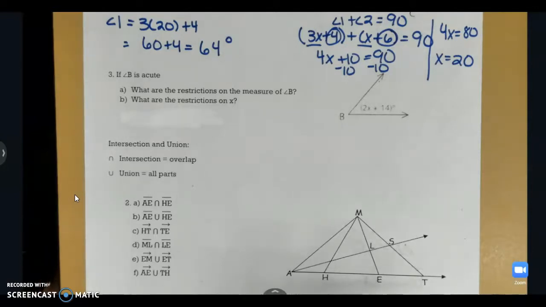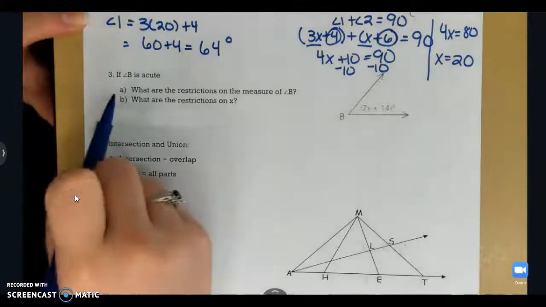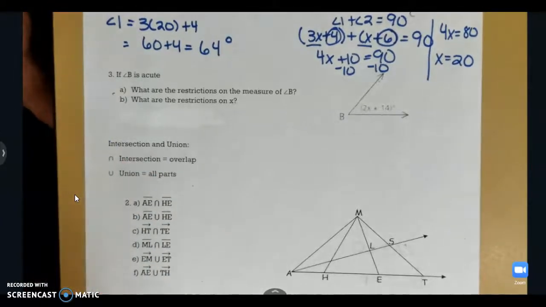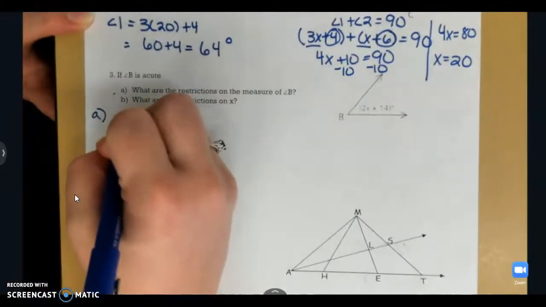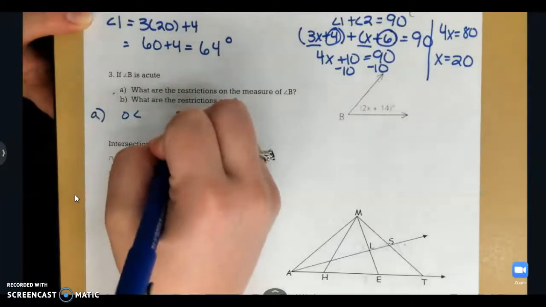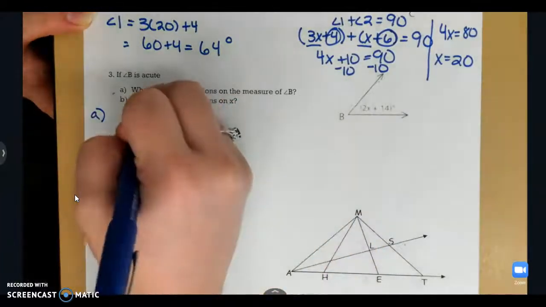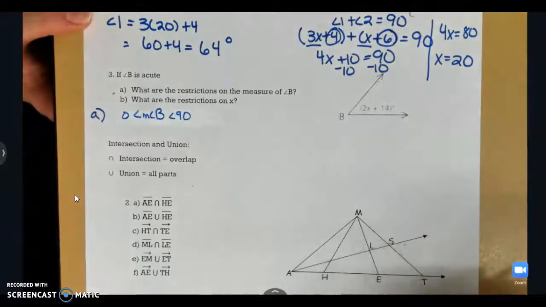The first one is, what are the restrictions on the measure of angle B? So that means what possible values does the measure of angle B have to be between to meet these specifications we've been given? And we're going to represent this with inequality notation. So remember, an acute angle is between 0 and 90 degrees. So for part A, the measure of angle B has to be between 0 and 90 degrees. So those are the restrictions on the measure of angle B.